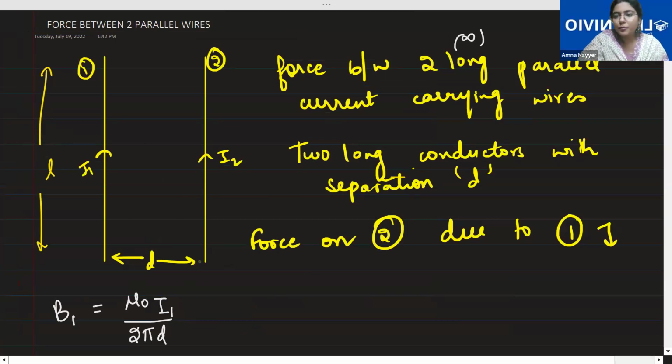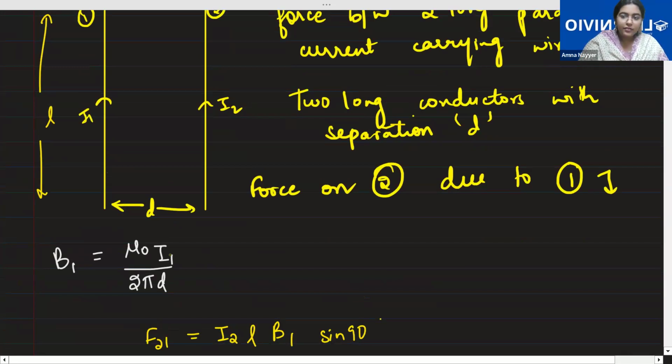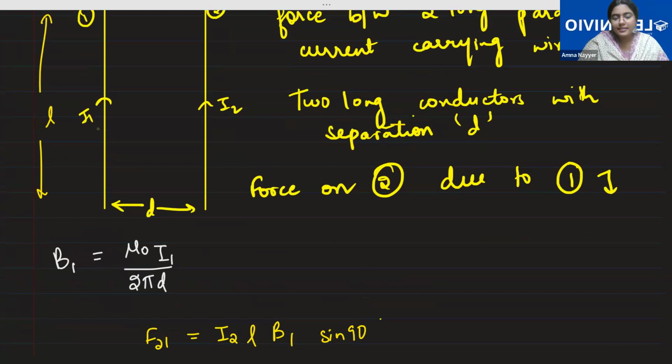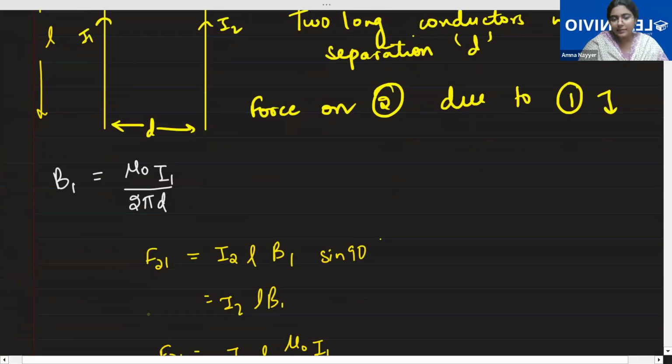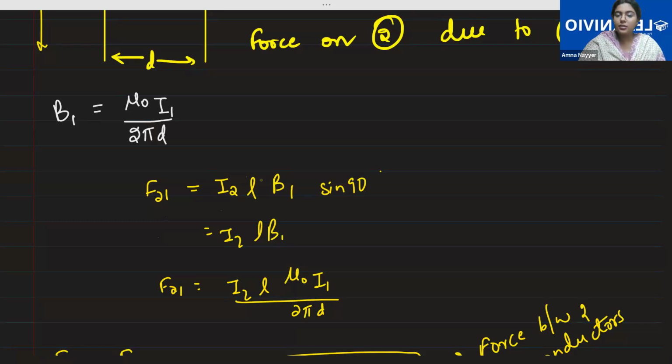See, when we talk about force between two parallel wires, basically two parallel wires are present. One is exerting force on the other. So what we do is take the magnetic field of the first wire. As we discussed, the magnetic field of an infinitely long wire is mu naught I by 2 pi a, so here it is mu naught I1 by 2 pi d. Now the force on the second due to the first will be I2 L B1 sine theta. You are taking the force on the second wire due to the first, so you take the magnetic field of the first.